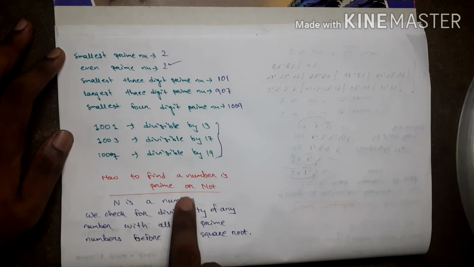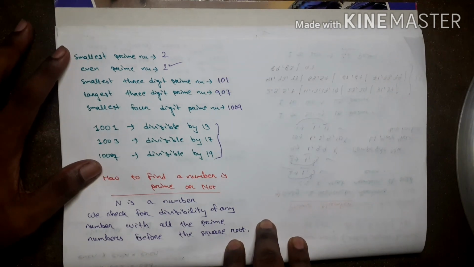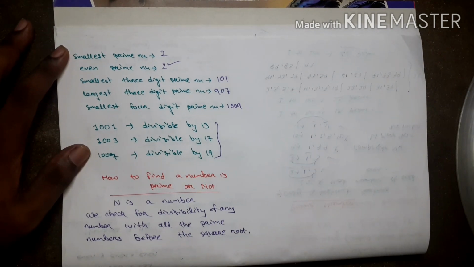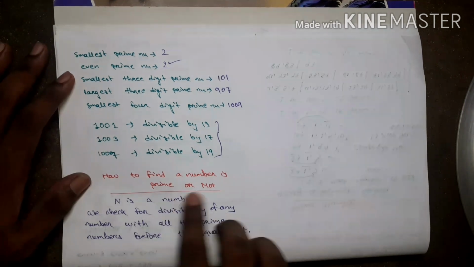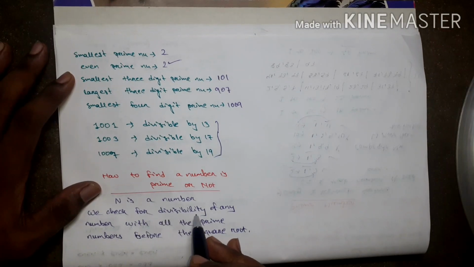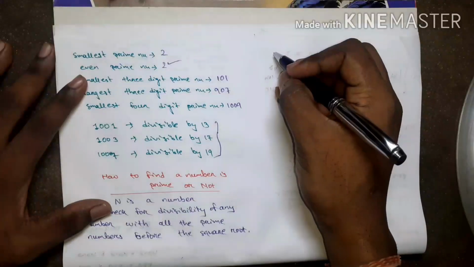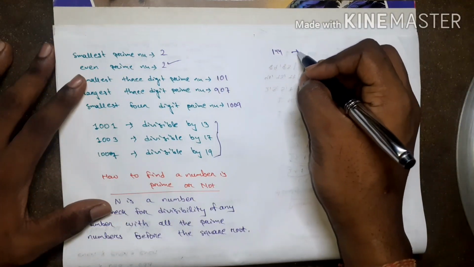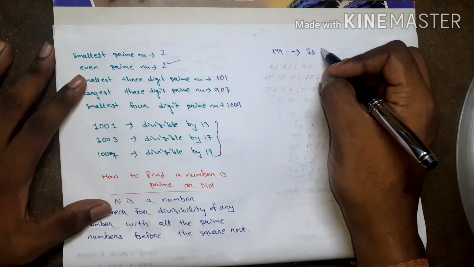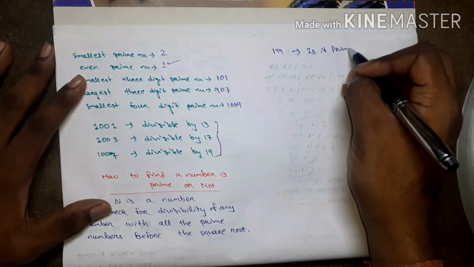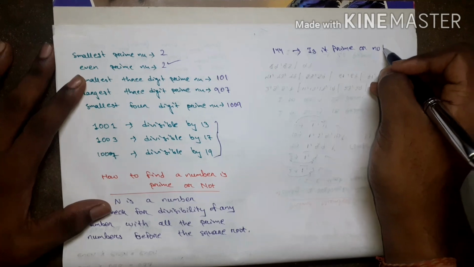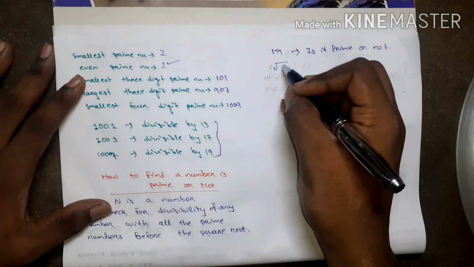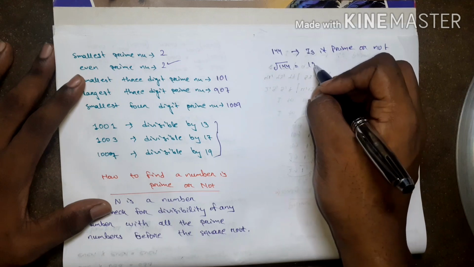Then, how to find whether a given number is prime or not? What is the procedure? Let n be a given number. We check for divisibility of the number by all the prime numbers less than its square root. Let's take an example. The given number is 144, and it asks us, is it prime or not? This is the question for us. Then the root of 144 is, we know, 12.